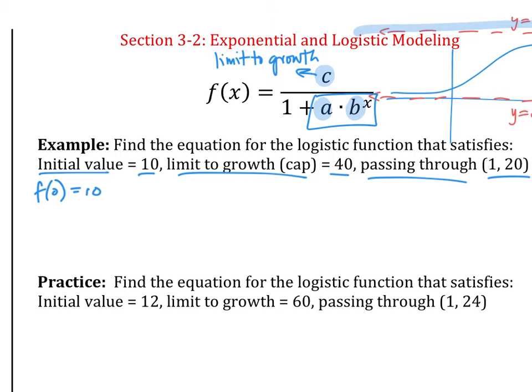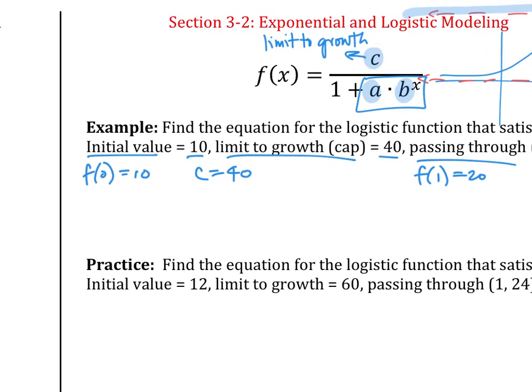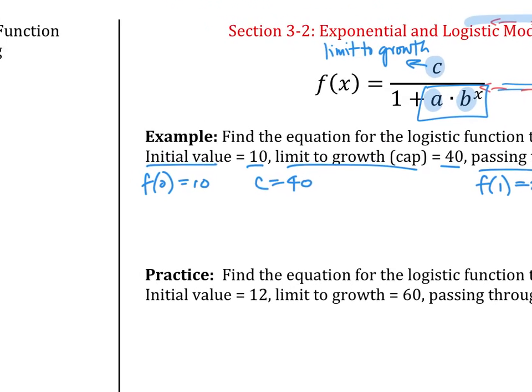Limit to growth means C is 40. This is the cap. It cannot go higher than 40. Passes through the point (1, 20) means f of 1 is 20. Every time they give you a point, it's really just f of something equals something. All right, these three pieces of information we're going to use to create this equation.